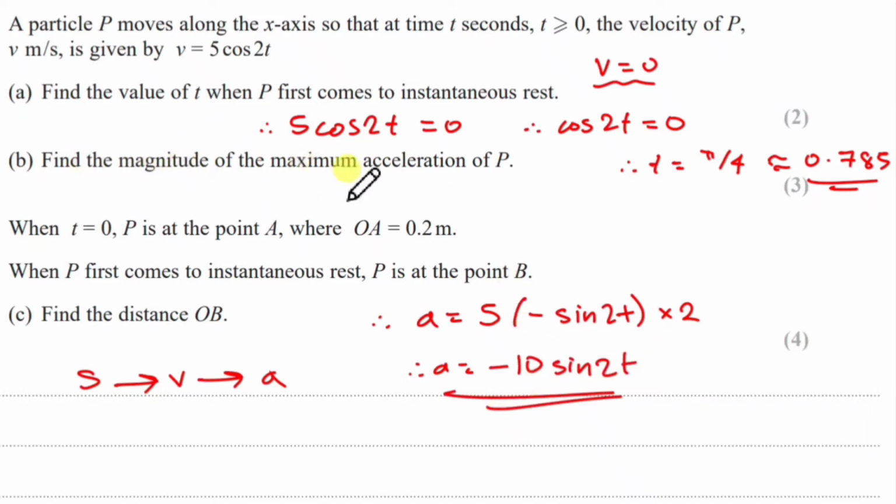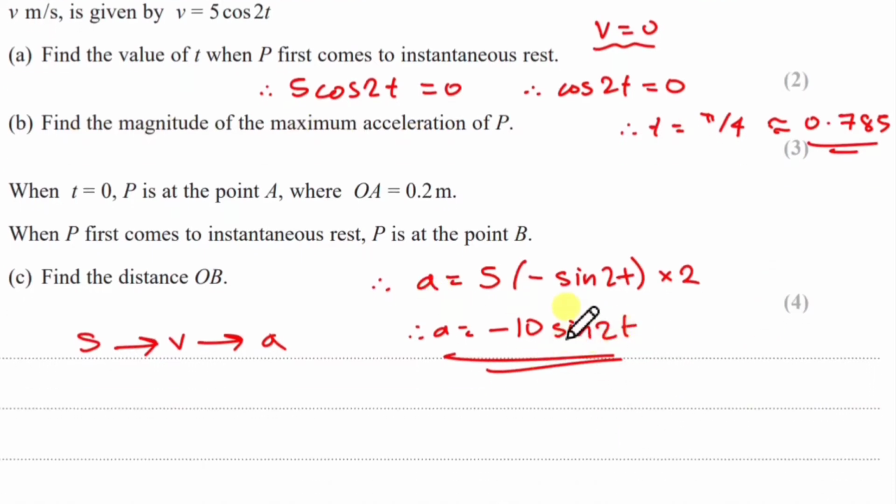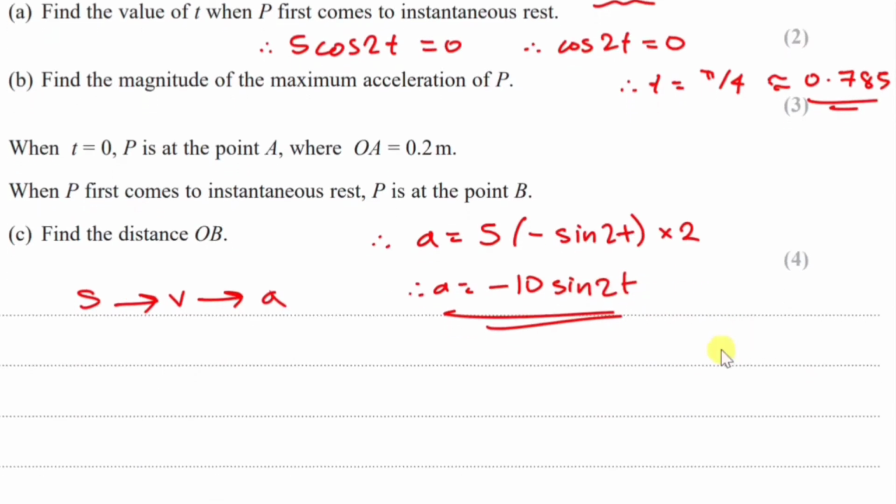It says find the magnitude of the maximum acceleration of the particle. So you want the biggest possible value of this expression. To get the maximum possible value, we just have to ask ourselves, what is the maximum value sin 2t can take? If you think about it, it's a sine wave, floating between minus 1 and 1. The maximum possible value of sin 2t would be 1. So the maximum value would be minus 10 times 1.